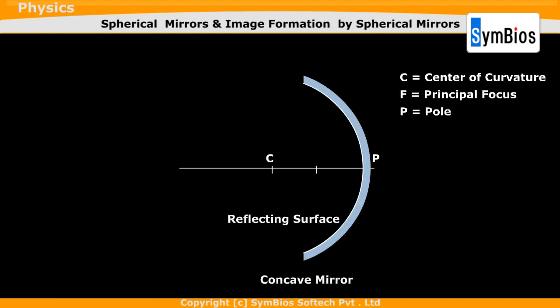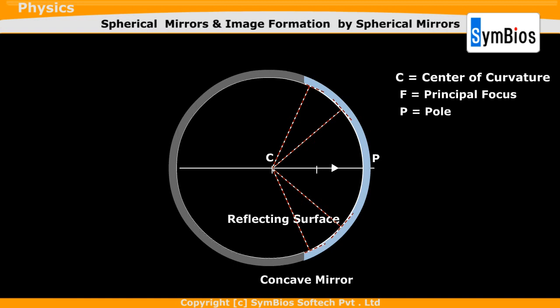To understand image formation in concave mirrors, we use ray diagrams. Let us now see some of the conventions used in a ray diagram. In a concave mirror, the normal to the surface varies at each point, and all of these converge at the center of the sphere. This point is called center of curvature, represented as C. This is also the center of the sphere.